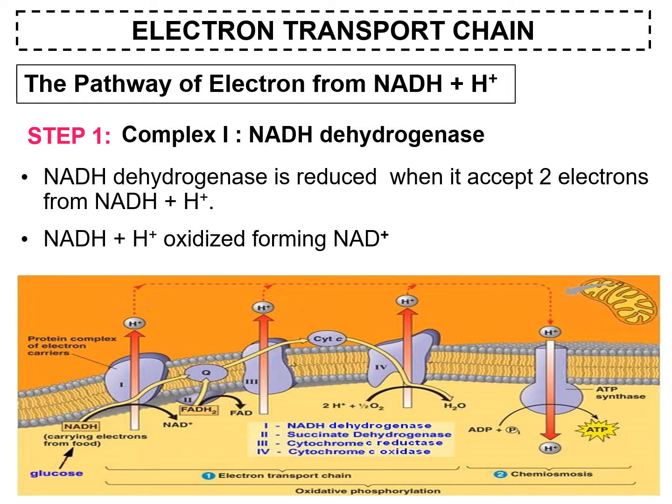So NADH dehydrogenase is reduced because it accepts 2 electrons from the NADH plus H+. Remember, it involves 2 hydrogen atoms, which will then dissociate into proton and electron. So NADH plus H+ will be oxidized, forming NAD+. So what happened to the NAD+? It will return to either the Krebs cycle or the link reaction.